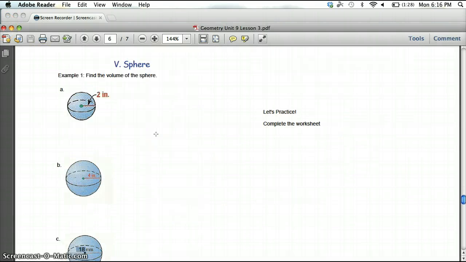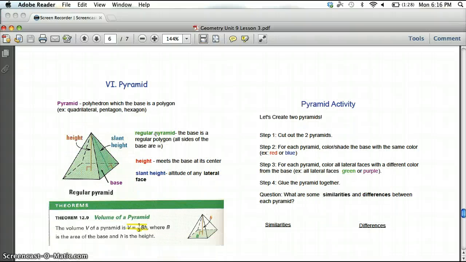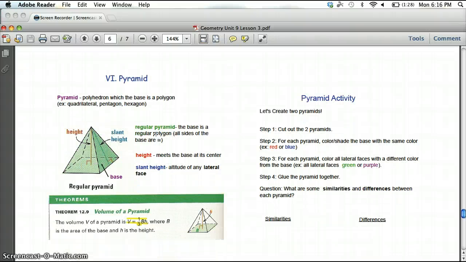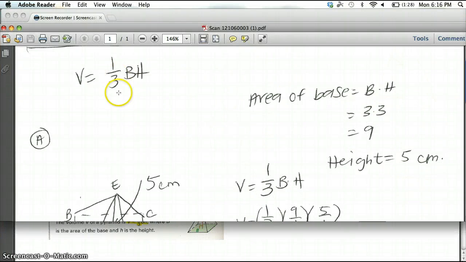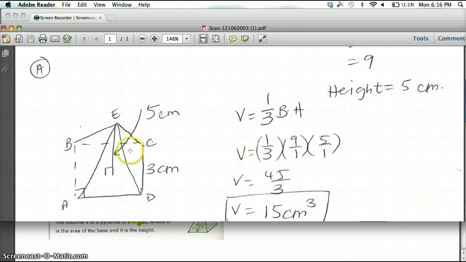And last we have a pyramid. Our pyramid, just like our cone, is 1/3 base times height. So again, our pyramid is 1/3 of our prism. So just remember, the volume of our pyramid is base times height, and it's 1/3. So let's look at an example. Our volume is 1/3 base times height.